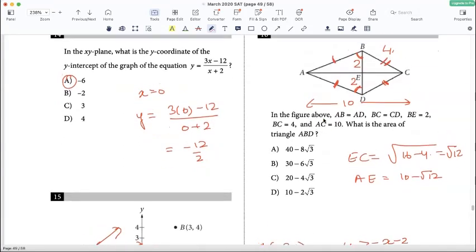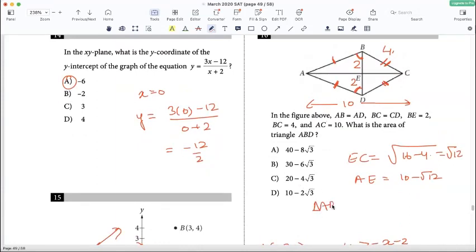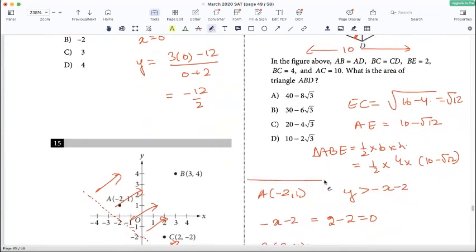So the area of triangle ABE would be half base times height, which is half. The base is BC, which is 4. And the height is AE, which is 10 minus root 12. So that would be, let me write here, 2 times (10 minus root 12). So that's 20 minus 2 root 12. So that's 20 minus 2 times root 12, and root 12 is 2 root 3. So 20 minus 4 root 3. Option C.